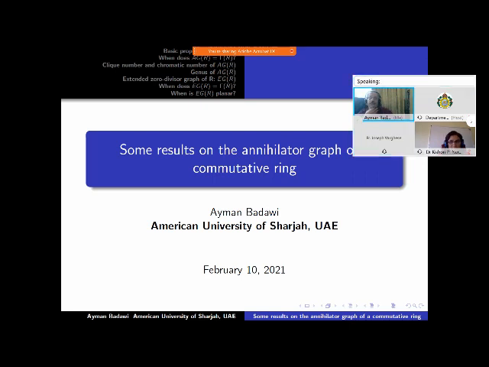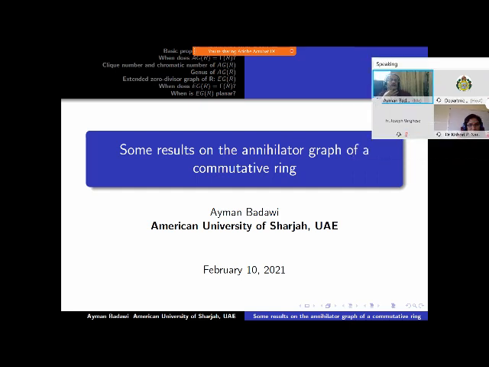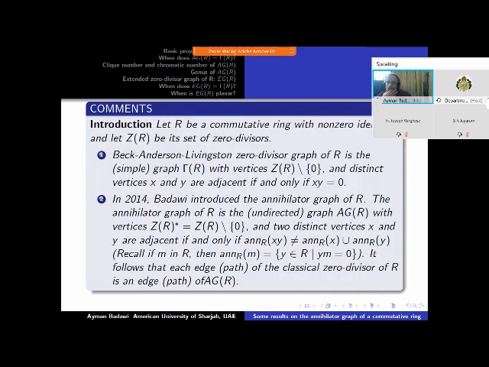I want to talk about some results on the annihilatory graph, and in fact, maybe it's not written in the title, also the extended zero divisor graph. As usual, R will be a commutative ring. Is everything okay? At any time, if there is a problem, just go ahead and stop me.